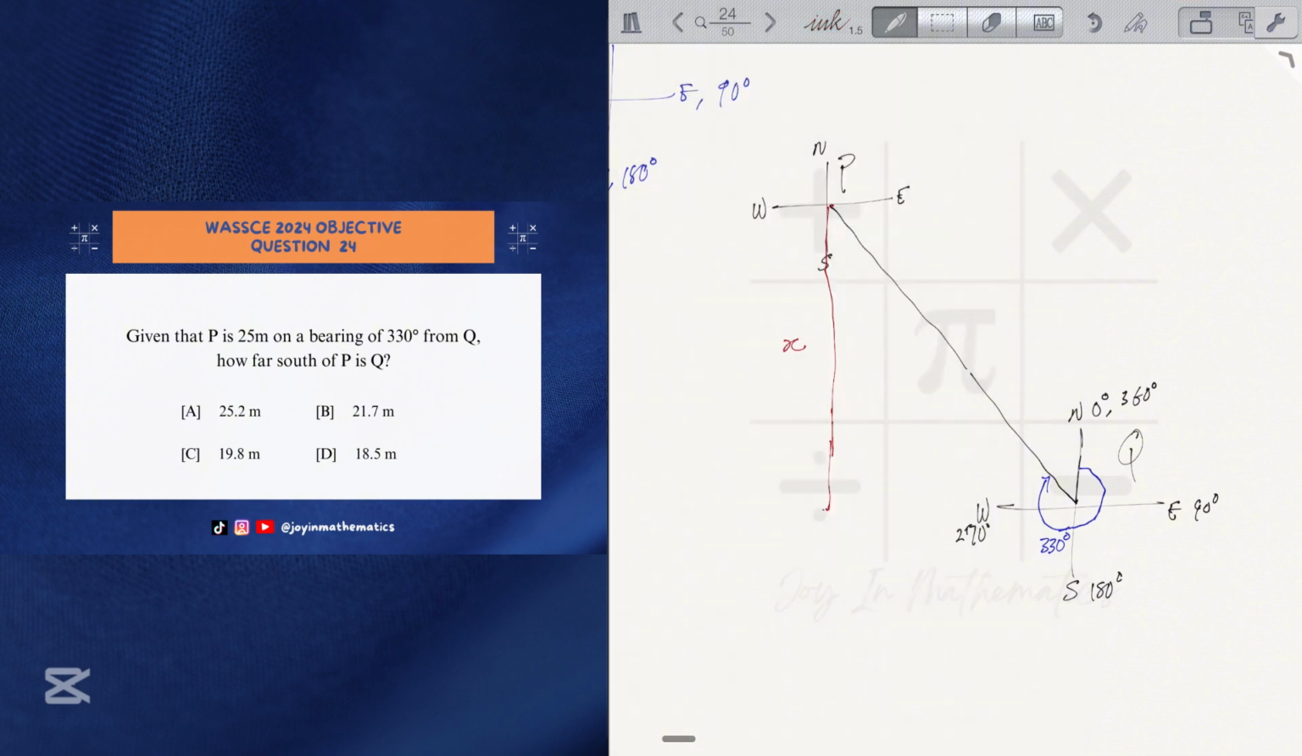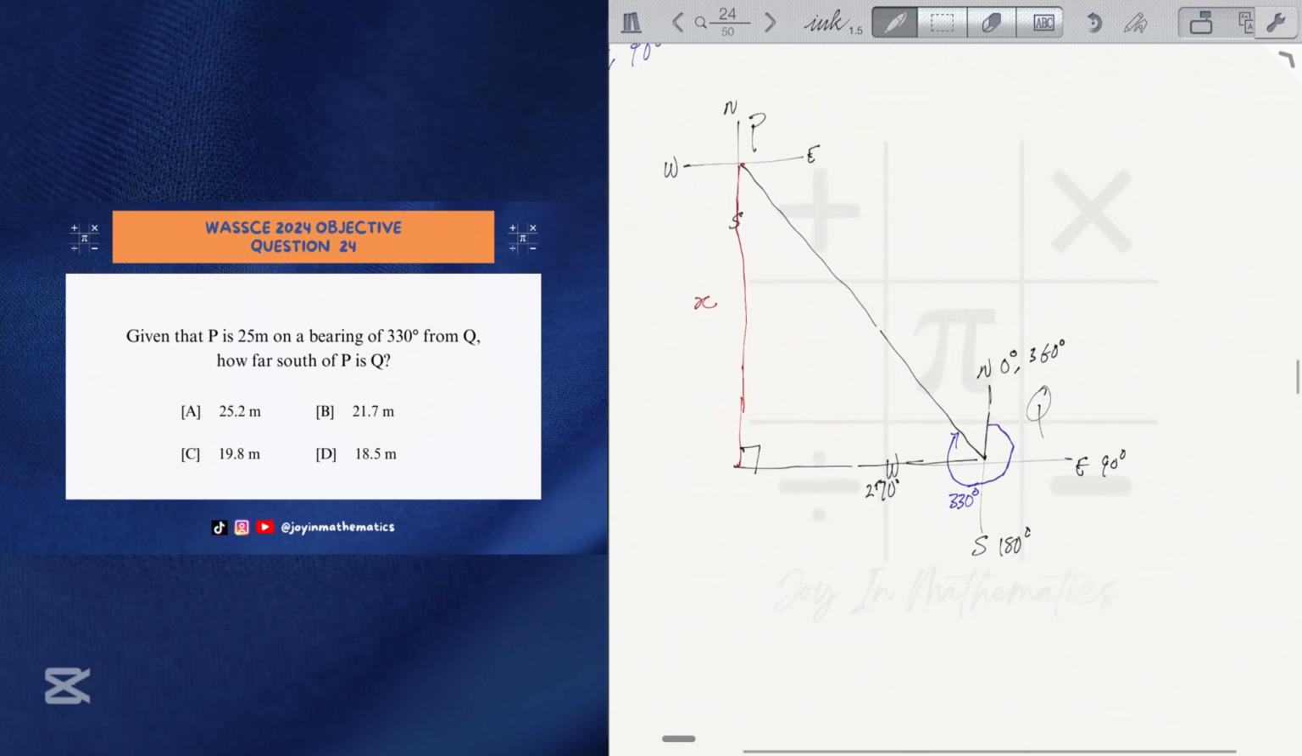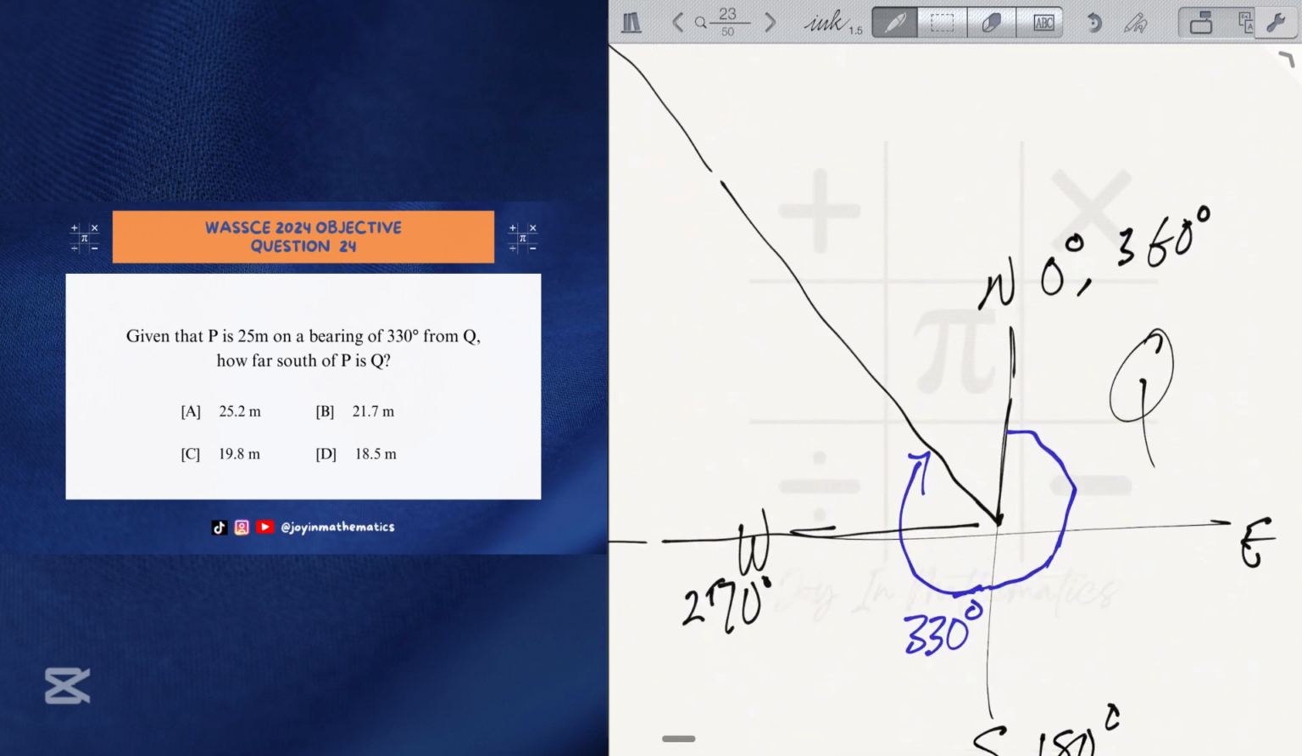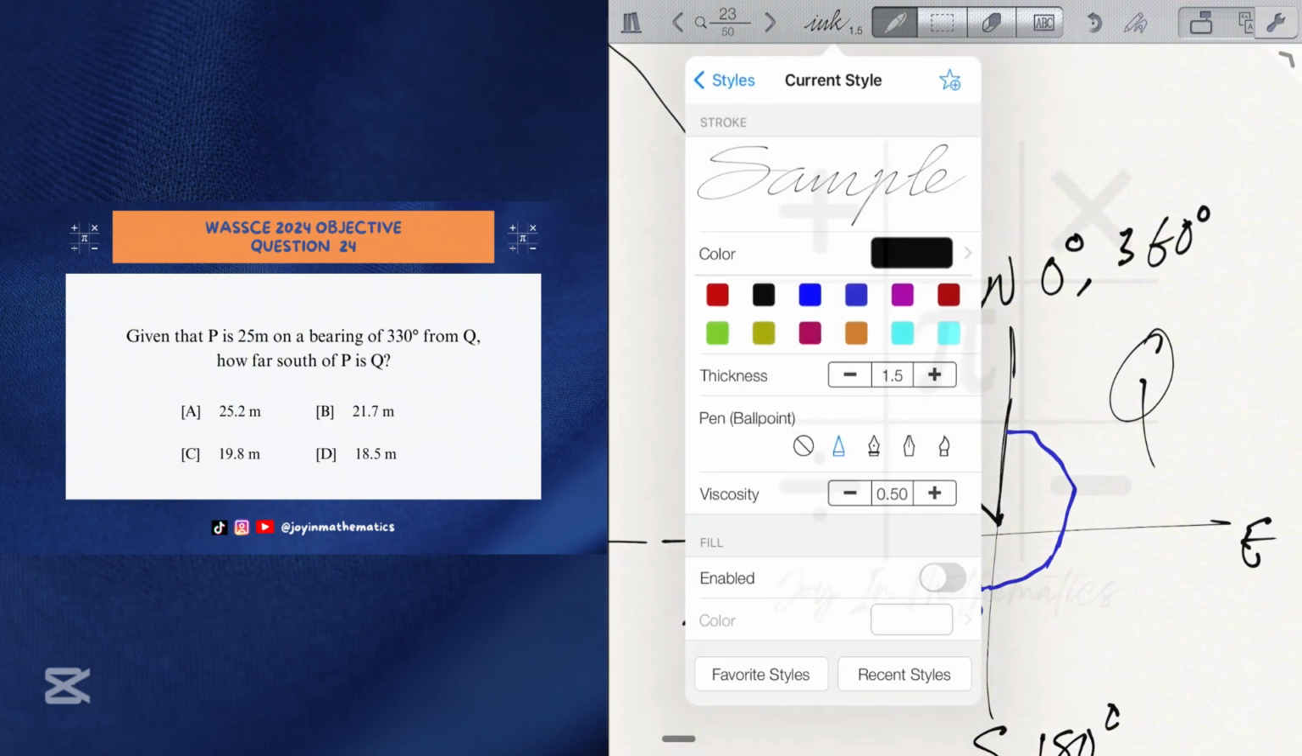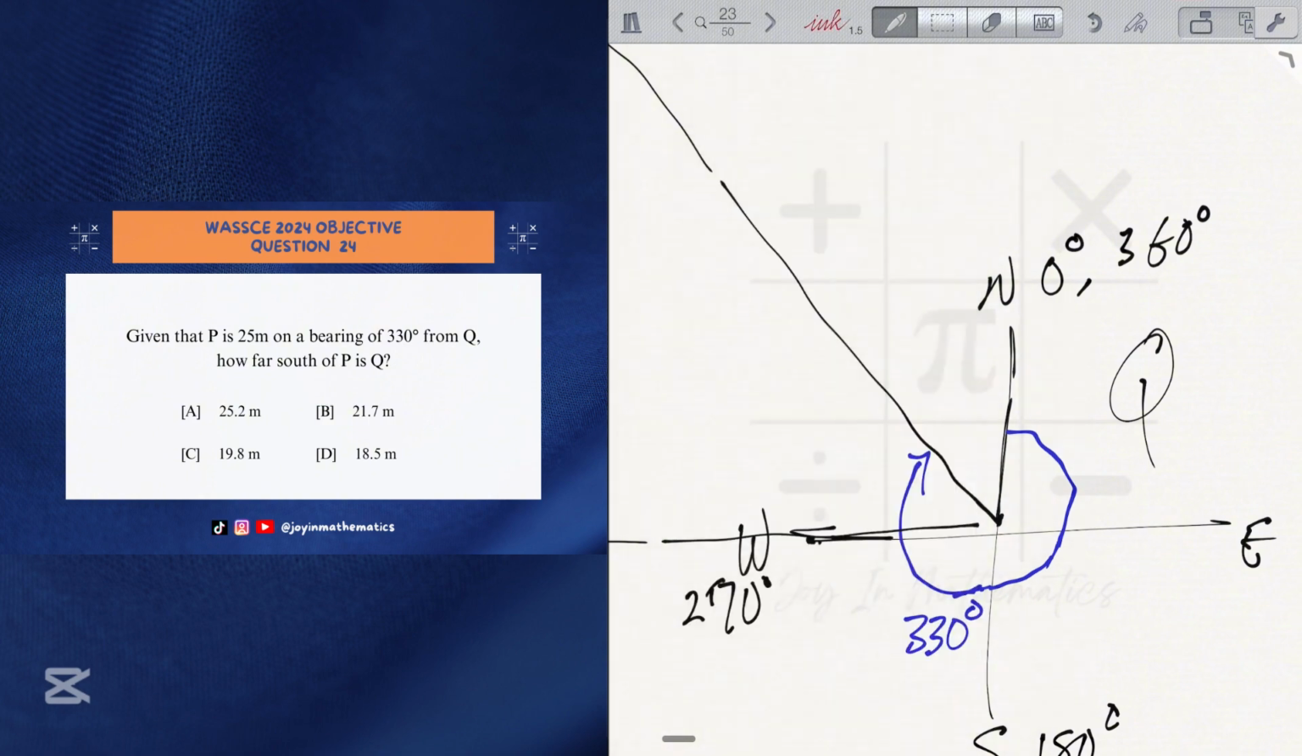So with this, we'll just have to complete this diagram, and this will be at right angle. Now with respect to this, we just have to complete the diagrams. Okay, now let's consider the angle. If this point here is 270 degrees, and the total angle is 330 degrees, then this angle here will be 330 degrees minus 270 degrees, and this would give us 60 degrees.